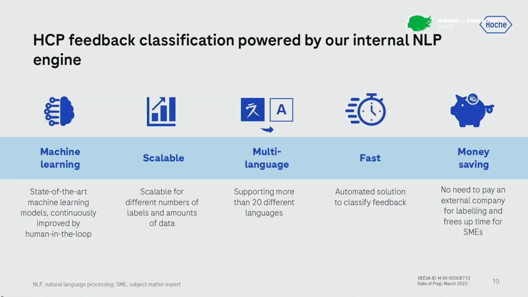And this healthcare professional feedback classification use case is powered by our internal NLP capabilities, which we call an NLP engine, where we use state-of-the-art machine learning approaches, continuously improved by including human in the loop with this active learning. It's scalable because it's internal, as I mentioned, to different labels and amounts of data. It's multi-language. You can also imagine that we have healthcare professionals or engagements with them in all of the countries. So this also needs to be multilingual. And it's fast and it saves money.